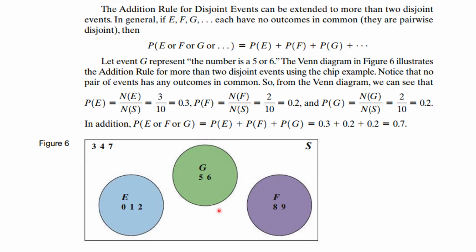So the probability of E is, again, 3 out of 10. The probability of G is 2 out of 10. And the probability of F is 2 out of 10. And so the probability of being in E, or F, or G is equal to the sum of the probabilities because they are disjoint events. So you add them up and you will get 0.7.